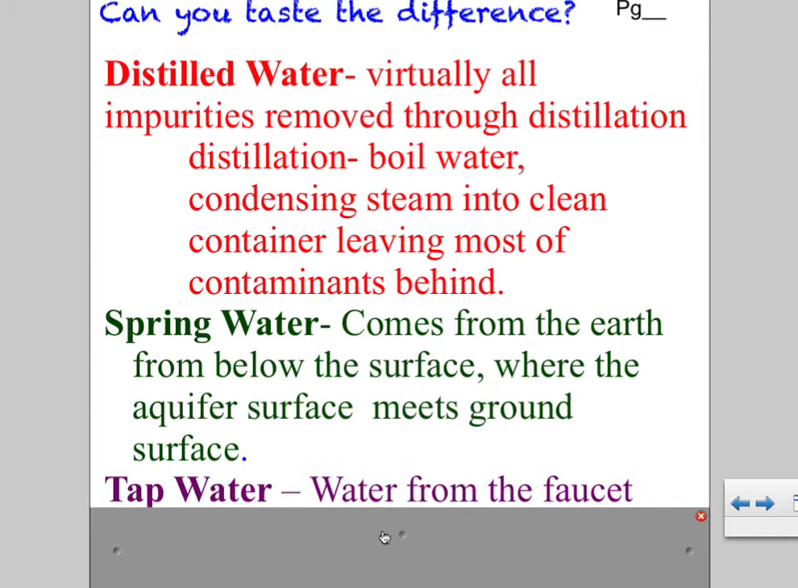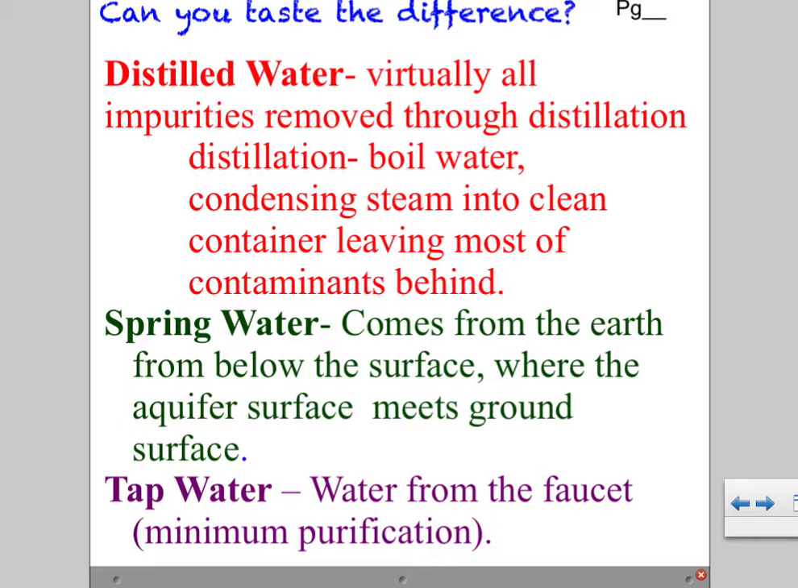And then the last type of water that we'll be talking about is tap water. Tap water is the water that comes out of the water fountain, the water when you turn on your sink, the water when you turn on your shower, the water when you turn on your water hose. That's tap water. That comes right from the faucet. It's minimum purification, which means that it goes through your water treatment plant where they add chlorine to clean it, and then run it through the pipes so you can get it into your homes, into your schools, into your churches.